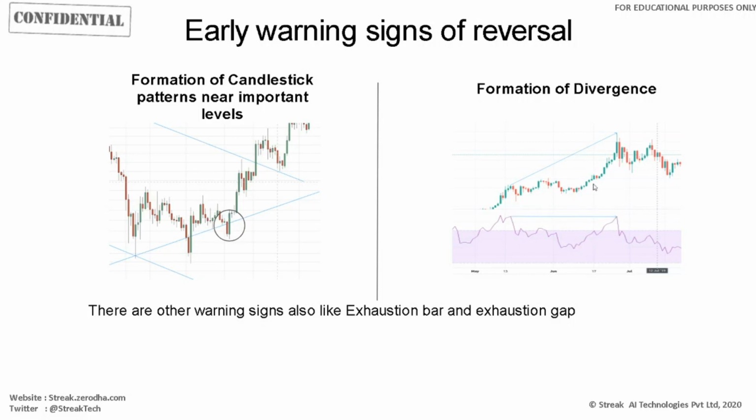So we can say that this price move does not have enough momentum or conviction behind it, which is why we can have a bearish outlook on it. We can get to know early on that the price is going to move in a different direction. There are also certain other warning signs, such as an exhaustion bar or an exhaustion gap. You can definitely look into these concepts as well. These will also allow you to spot reversals early on.